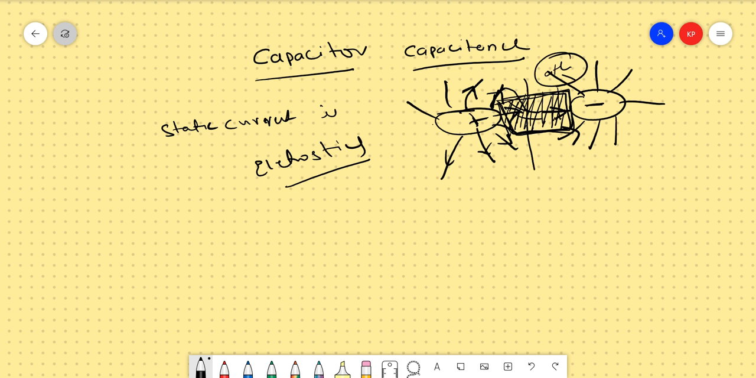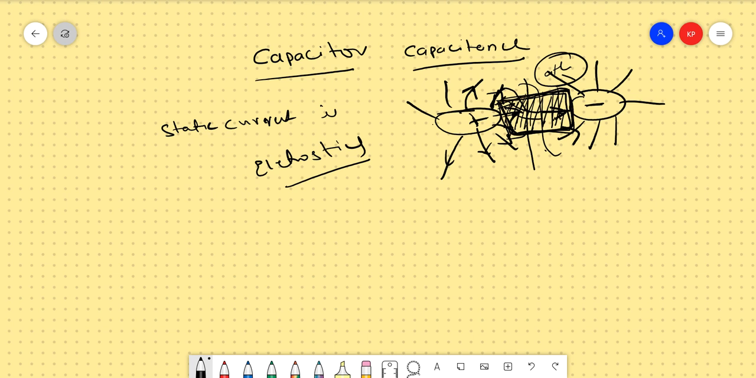And this medium has a high insulating property, so it will not allow the electrons to move from one position to another position. Why? Because it is an insulating material. But whatever charge you apply to this medium, that charge will be held by this medium in a static form. That's why this medium will have some charge. So that is the static charge.